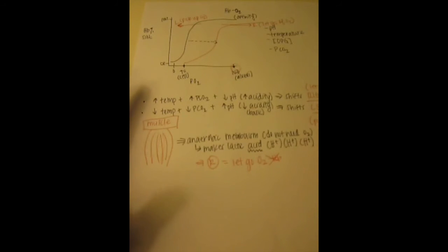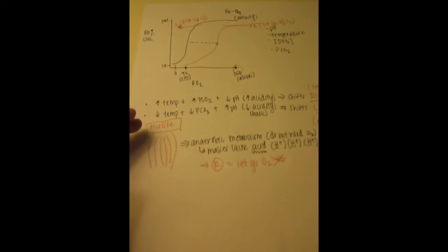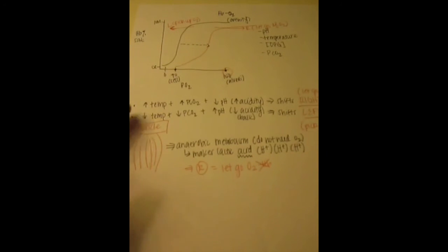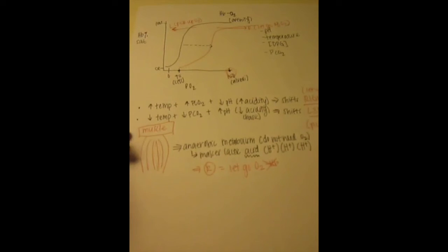More oxygen is released into the tissues that are needed most for this anaerobic respiration. And even though it's doing anaerobic respiration, it doesn't need oxygen. It's so that your blood pH doesn't get super acidic. And this is called the Bohr effect.